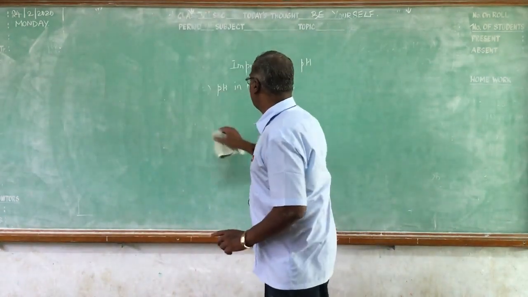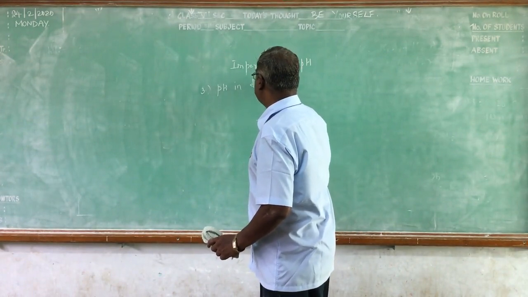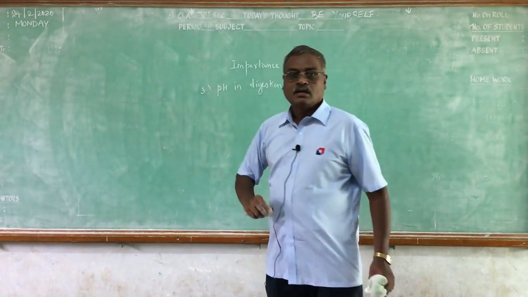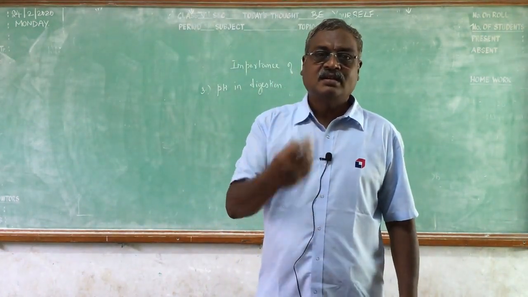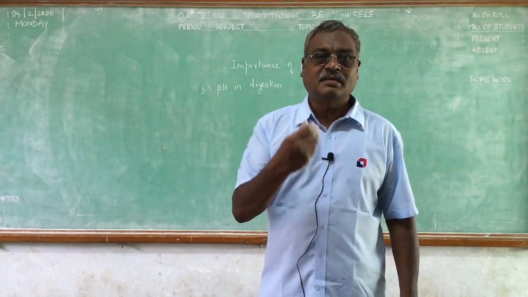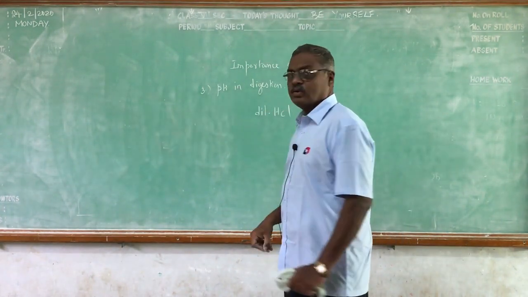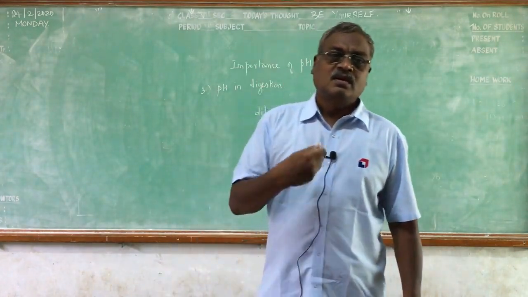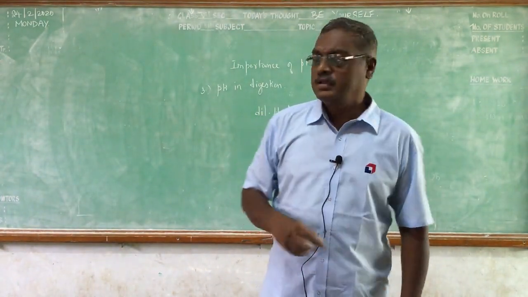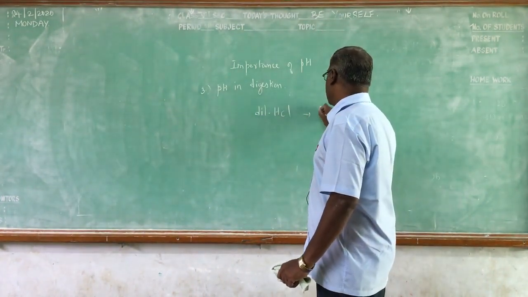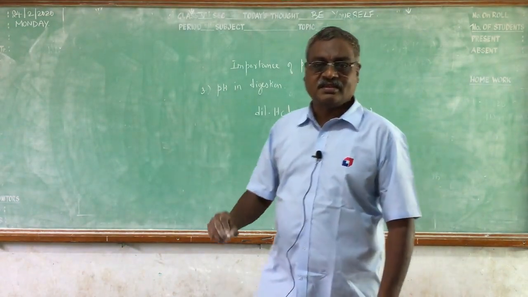Then the third important one is pH in digestion. We know that in our body, when we are eating, a digestive liquid is secreted. That is nothing but dilute hydrochloric acid. Dilute hydrochloric acid is secreted every 3 hours. If you take food that is basic, it neutralizes the acid.